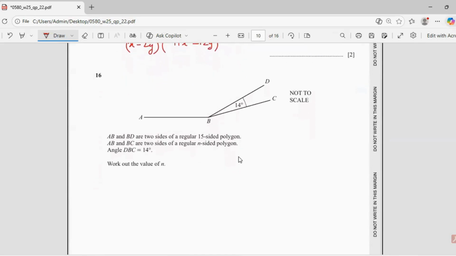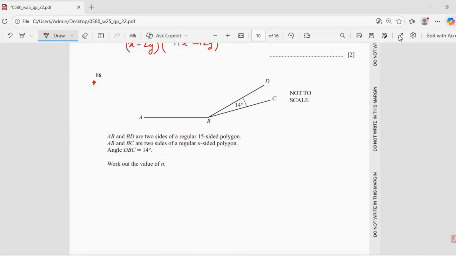Now, this is a very good question. AB and BD are two sides of a regular 15-sided polygon. AB and BC are two sides of a regular n-sided polygon. And the angle between these two sides is given as 14 degrees. Work out the value of n.